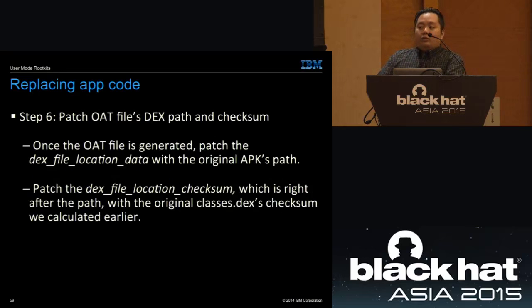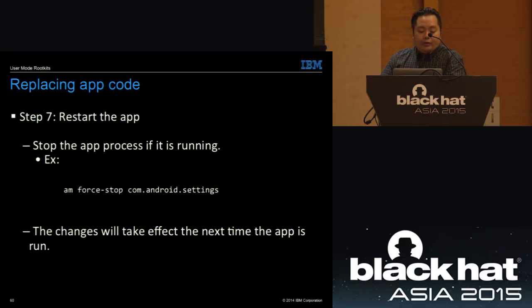So if that was successful, we could then patch the generated auth file's dex path and checksum, like we did before. Then we restart the app. We do that by stopping the app process, if it's running. We do that by using the following command, am force-stop, then the package name of the application. So the changes will take effect the next time the app is run.